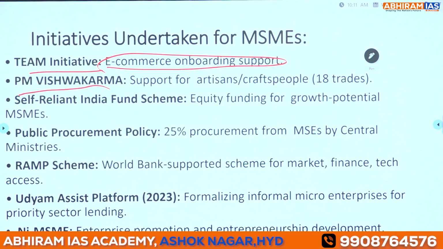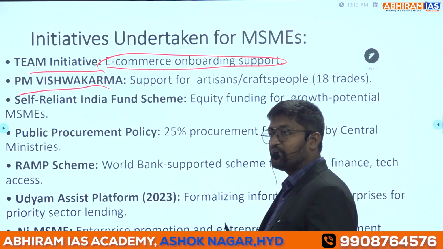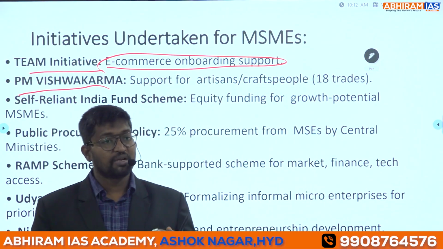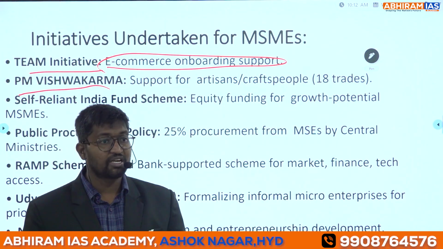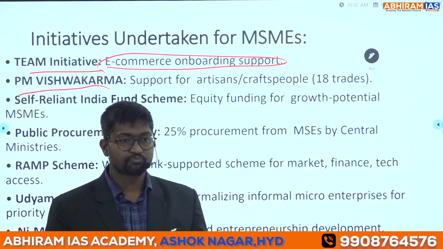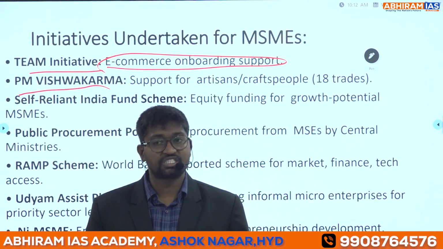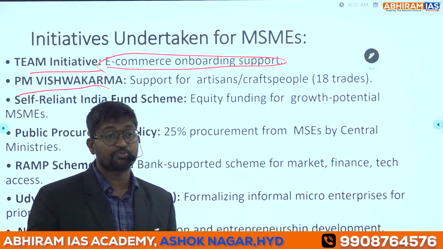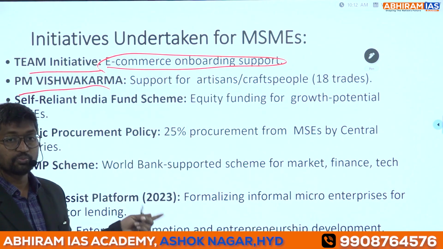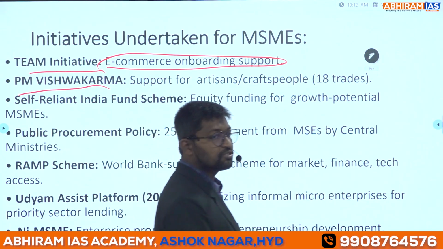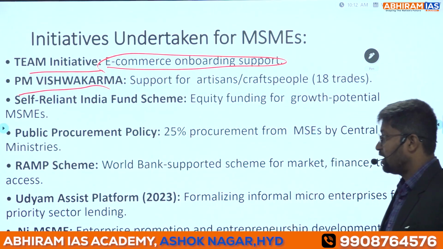Next, public procurement policy. Now what is this public procurement policy? This is very much important. This is a recent initiative also. 25% procurement for MSMEs by central ministries. So whatever the central ministry needs, whether it might be furniture, equipment, daily use goods, or support systems, 25% of this procurement will be done from micro, small and medium enterprises. Now you understand my point. 25% procurement policy.